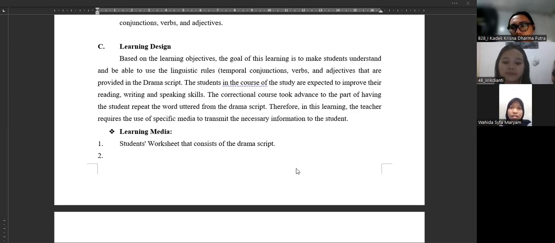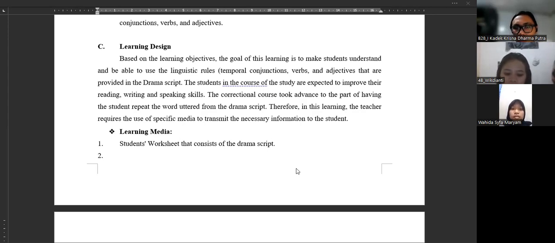So here I would like to explain about the learning design. Based on the learning objectives that my friends explained before, the goal of this learning is to make students understand and be able to use the linguistic rules like temporal conjunctions, verbs, and adjectives that are provided in the drama script. The students in this course are expected to improve their reading, writing, and speaking skills. The course takes advantage of having the students repeat the words uttered from the drama script. Therefore, in this learning, the teacher requires the use of specific media to transmit the necessary information to the students.